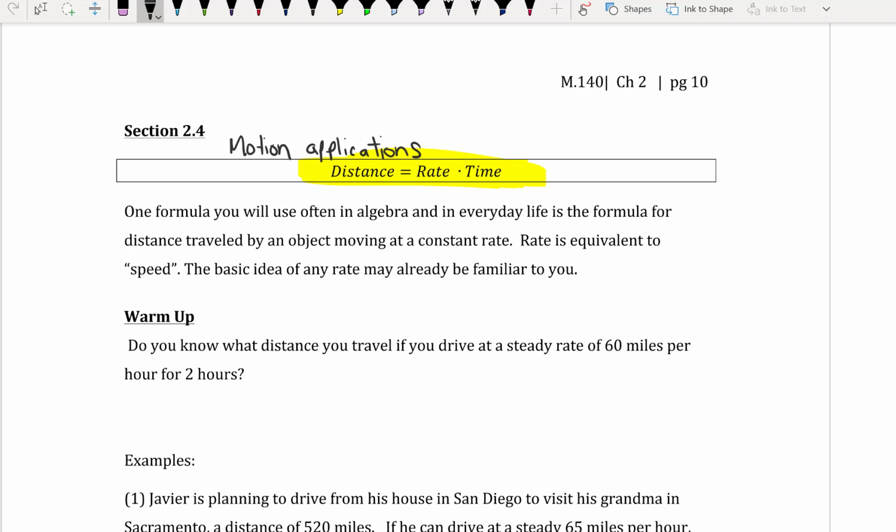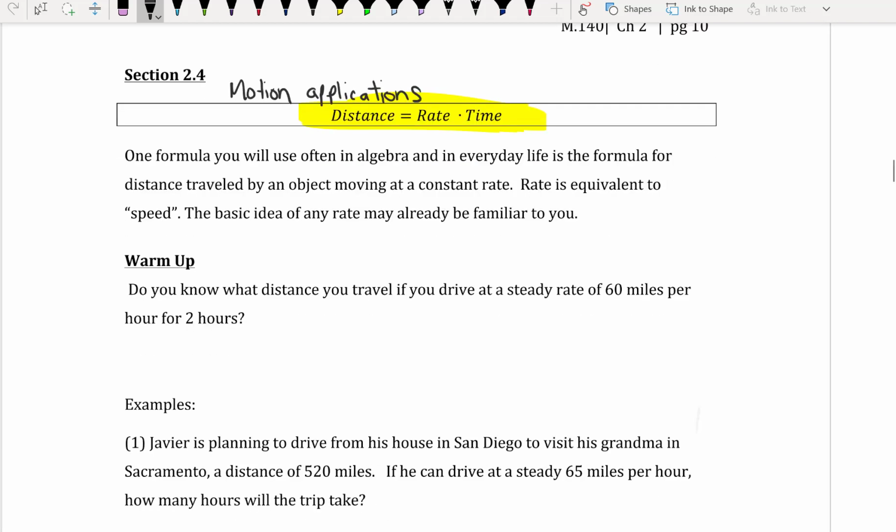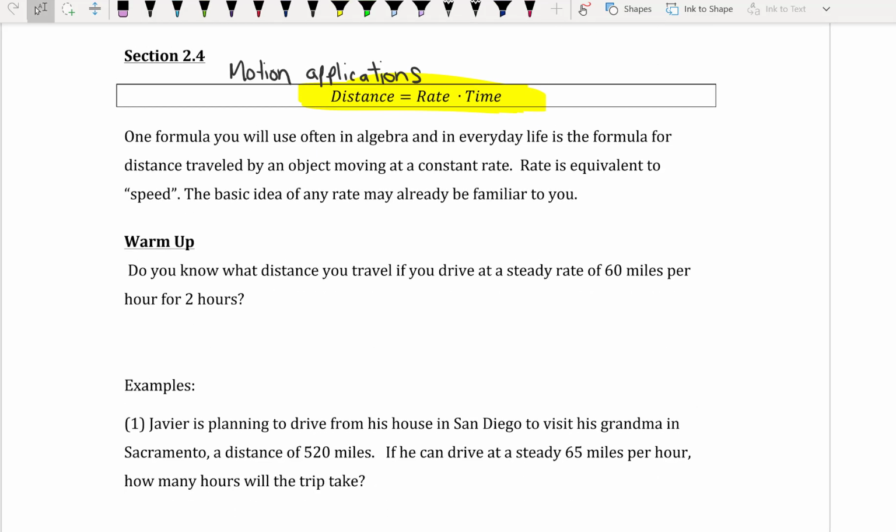So whenever we're thinking about motion, whenever we have a distance, a rate, and a time, this is all talking about the same thing. So one formula you will use often in algebra and in everyday life is the formula for distance traveled by an object moving at a constant rate. Rate is equivalent to speed. The basic idea of any rate may already be familiar to you.